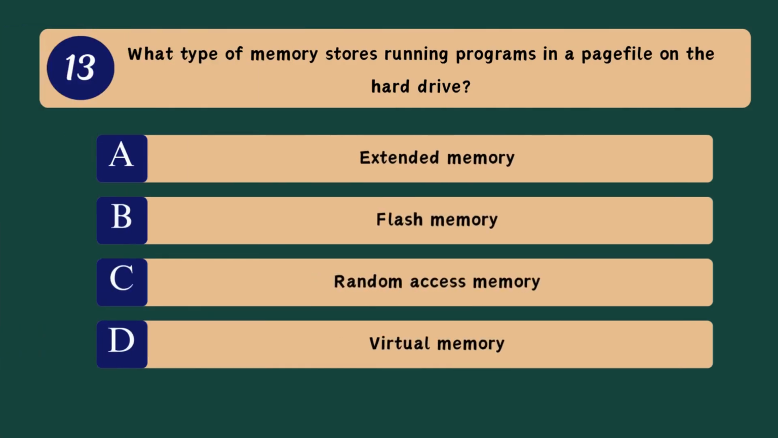Question 13. What type of memory stores running programs in a page file on the hard drive? A. Extended memory. B. Flash memory. C. Random access memory. D. Virtual memory.